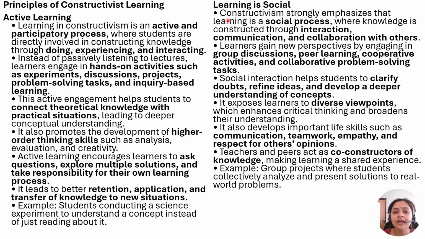Second one is learning is social. First is active learning, second one is learning is social. Learning is a social process which involves interaction with peers and other people. It involves interaction, communication, and collaboration with others. How can learning be made social? Group discussions, peer learning, cooperative activities, and collaborative problem solving. Learners will learn to express their diverse viewpoints. It also improves communication skills, teamwork, empathy, and respect for others' opinions.